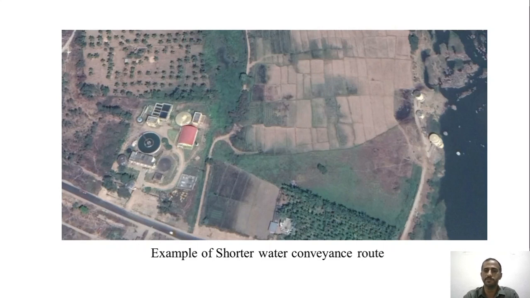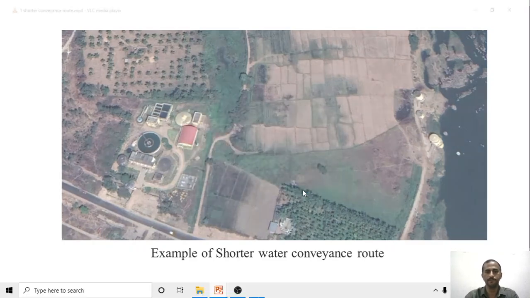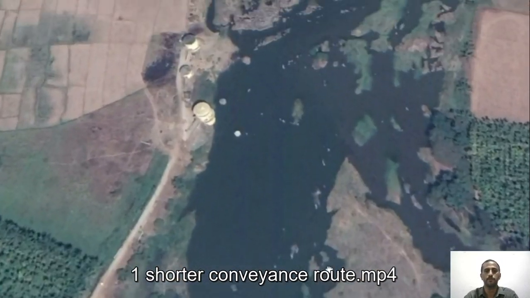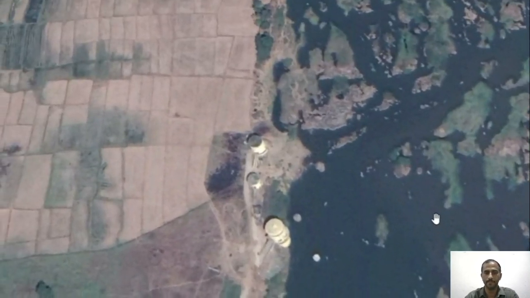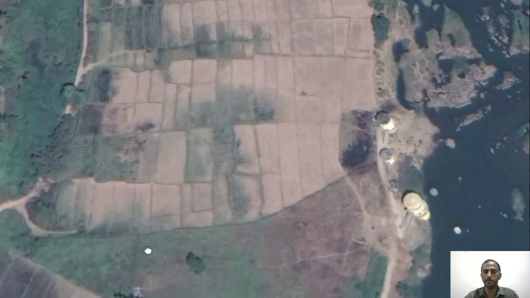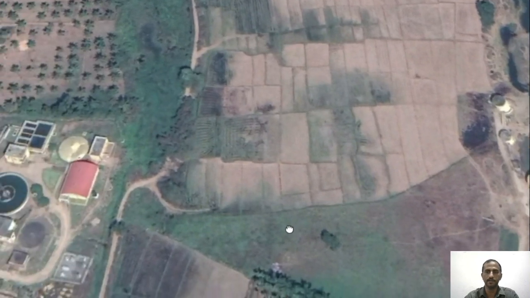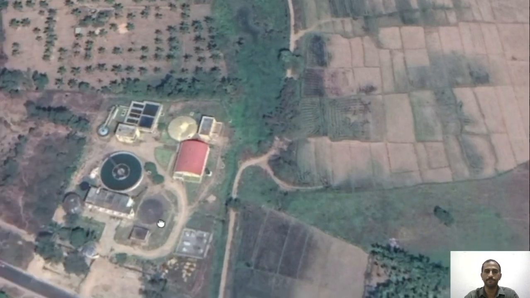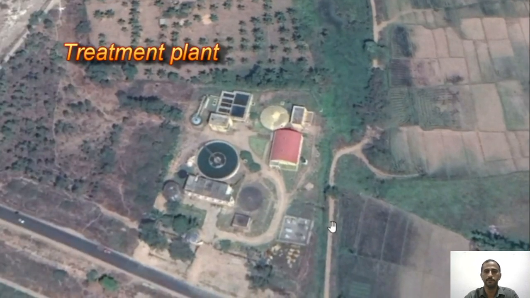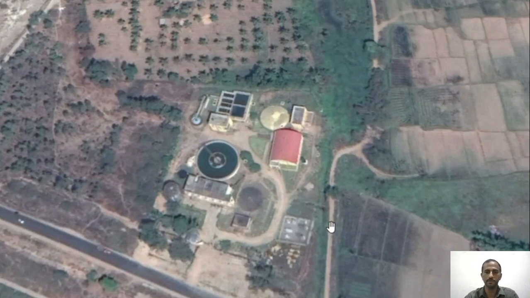Sometimes it so happens that the distance between intake and the treatment plant is a shorter one. As you can see in this example, the water from the river is drawn by the intakes. From these intakes, the water is conveyed to the treatment plant. The distance between intake and treatment plant is very short, not even more than a kilometer.